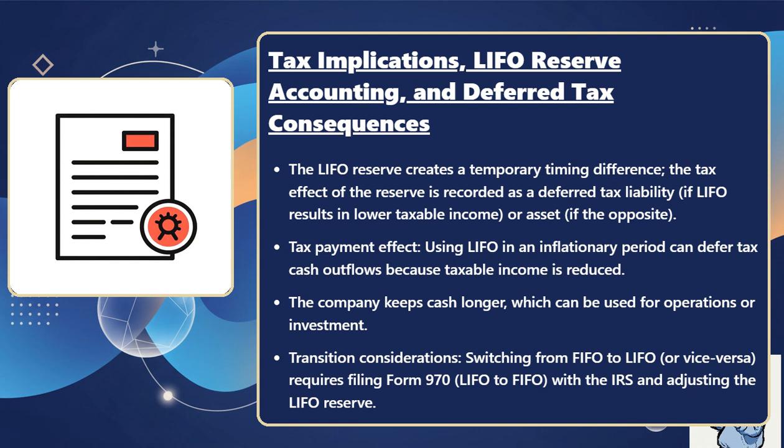Transition considerations. Switching from FIFO to LIFO or vice versa requires filing Form 970 (LIFO to FIFO) with the IRS and adjusting the LIFO reserve.